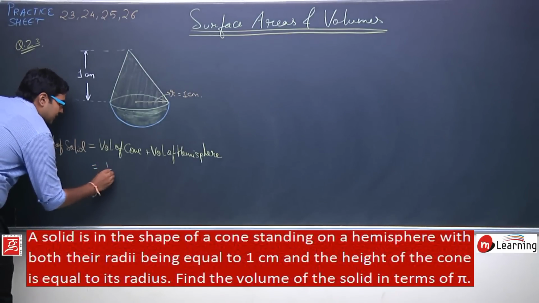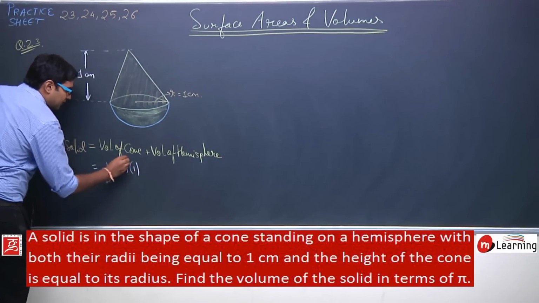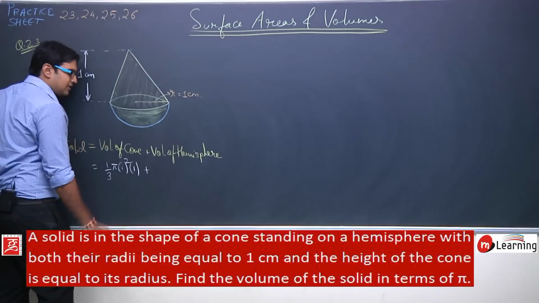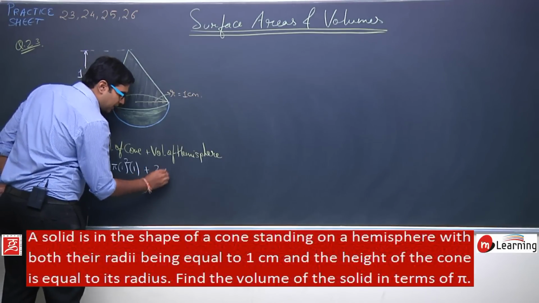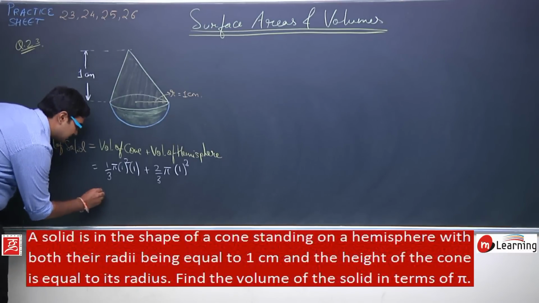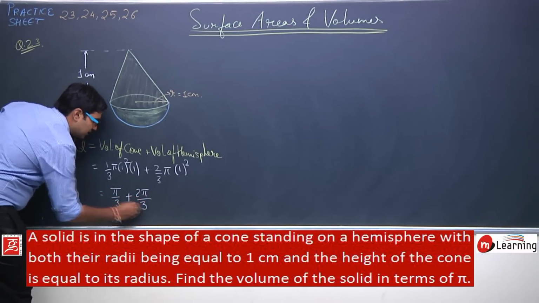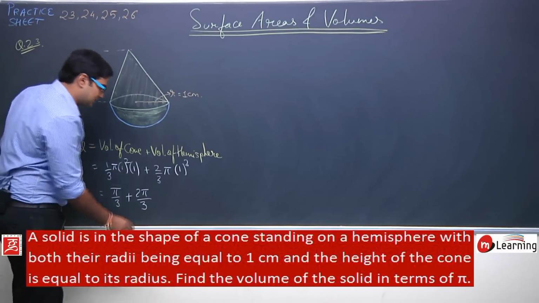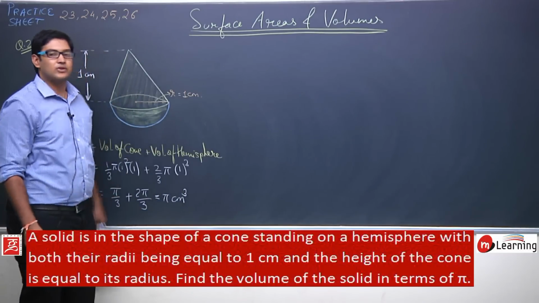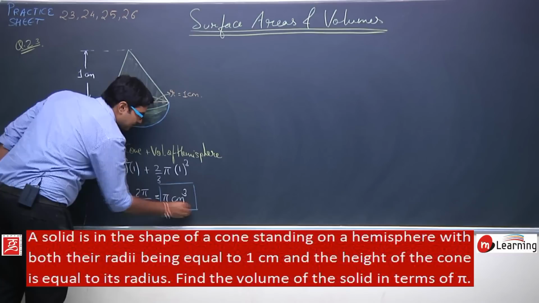So now what is the volume of the cone? We know the volume of a cone is 1/3 pi r square h. Radius square is 1 and h is again 1. This is 1/3 pi r square h, the volume of the cone, plus the volume of the hemisphere, which is 2/3 pi r cube, where r is 1. So this is pi by 3 plus 2 pi by 3, which is equal to pi centimeter cube. So the volume of this particular solid is pi centimeter cube.